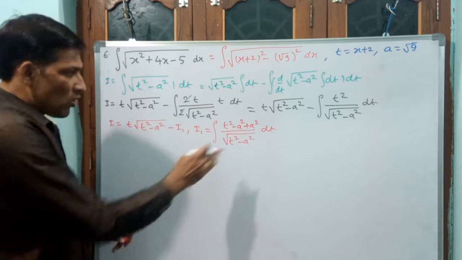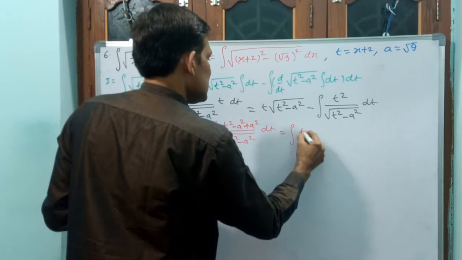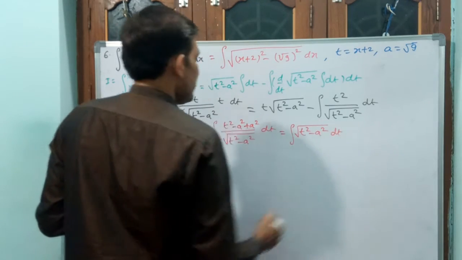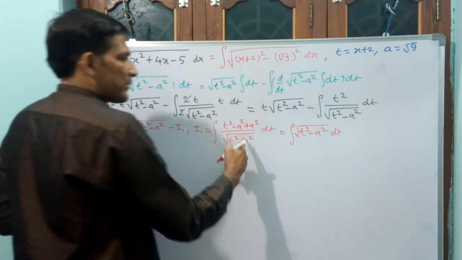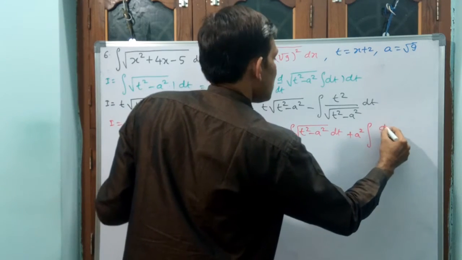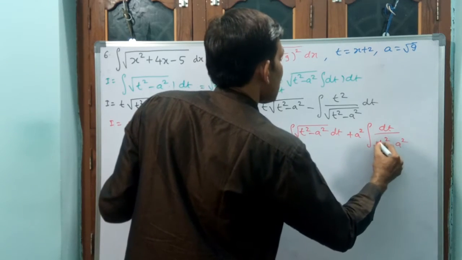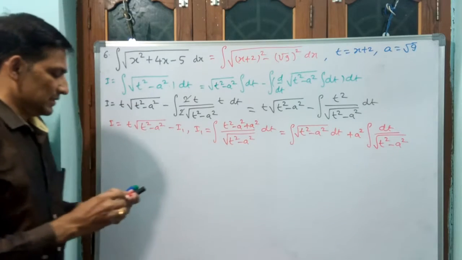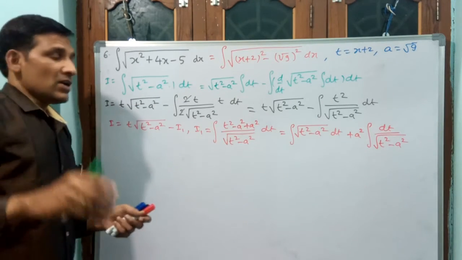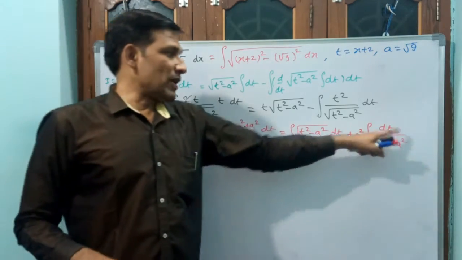Now you have to split this. See how I am splitting. That is equal to integral square root of t square minus a square dt, plus a square integral dt by square root of t square minus a square. Okay? Definitely okay. See, now if you go back, this is I. This formula you have got.